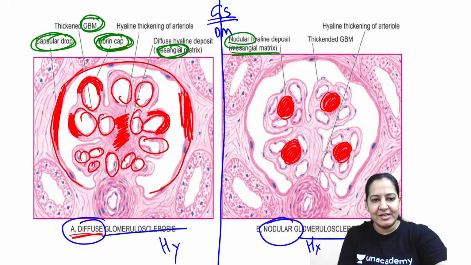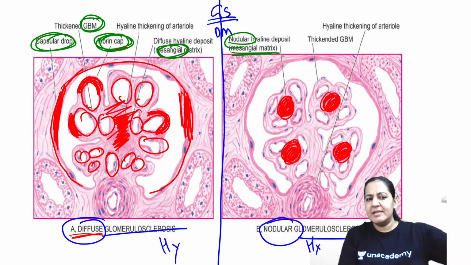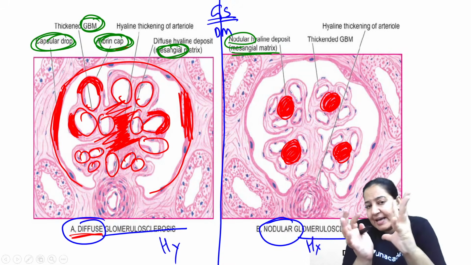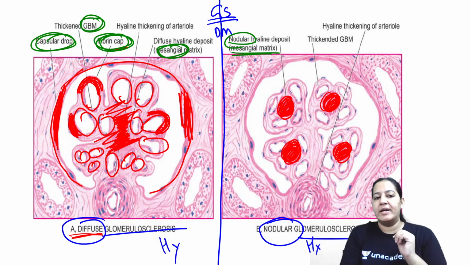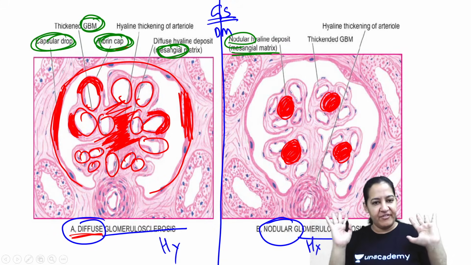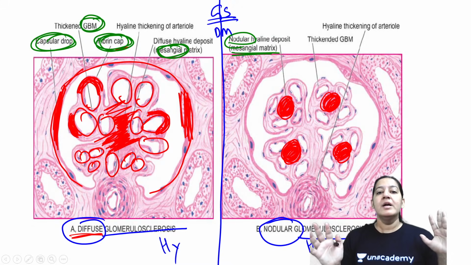Here also it was in the mesangial matrix, but it was not concentrated. It is diffuse everywhere in the mesangium. It is not concentrated in a nodule. But on the contrary, here it is in the mesangium and it is concentrated in a nodule. It is not diffuse. So that is the difference. Everyone give me a thumbs up. Everyone, everyone. So this is the difference.